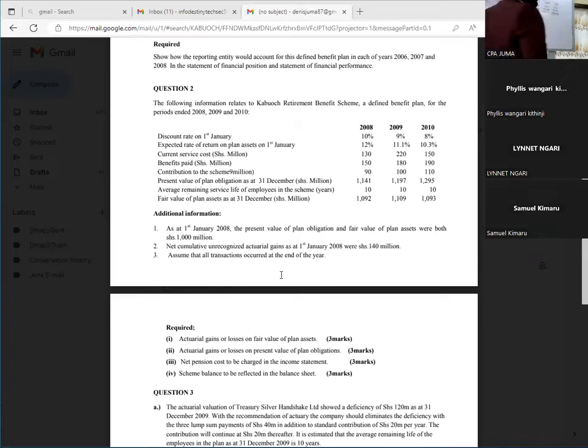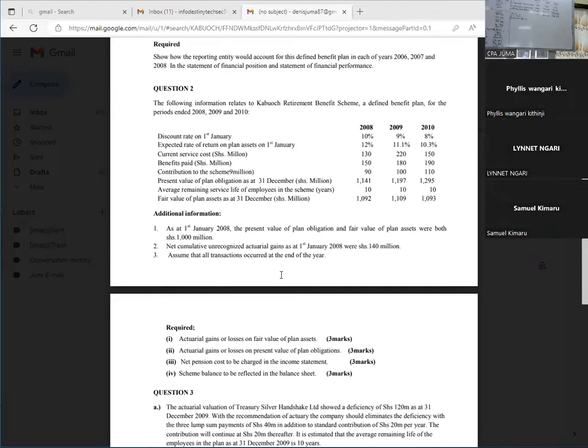How much? 110. 201.48. 131 point 58. Other comprehensive income, actuarial gains. So now, only there you will get it wrong if you didn't do the corridor. If you don't do the corridor, you will get it wrong there.